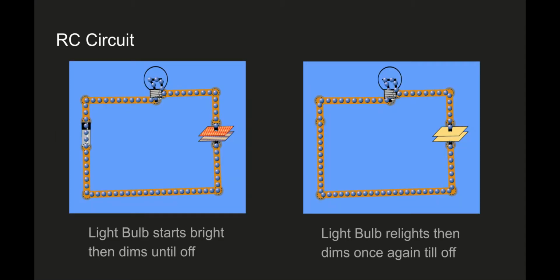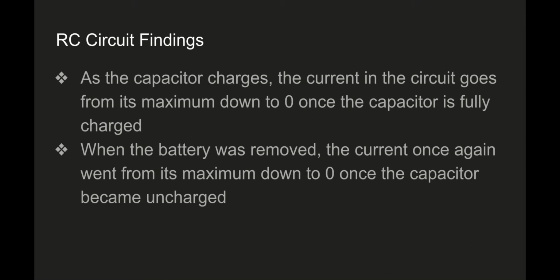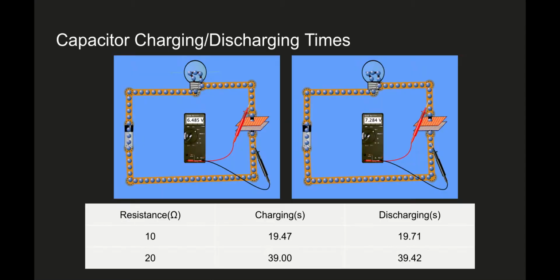So from the RC circuit, I found that the light bulb, while the capacitor is charging, starts bright and dims until off. And in the same manner, when the capacitor is discharging after the battery is removed, the light bulb relights and then dims until off. Extra findings I found: as the capacitor charges, the current in the circuit goes from maximum down to 0 once the capacitor is fully charged, and when the battery is removed, the current goes from its maximum down to 0. So the capacitor charging and discharging times I found between a 10 and 20 ohm bulb are shown below.